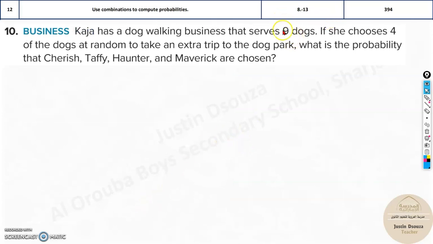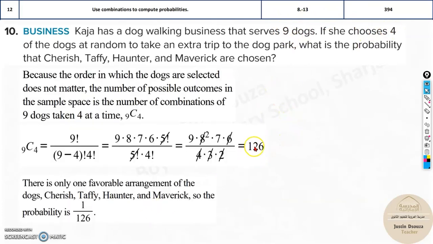It is 9C4, and whatever answer you get, 1 divided by that, because the n value is 9 and the r value is 4. So 9C4 combination is 126. You see, they want which type of breeds over here? I think it's, sorry, 4 of the dogs.